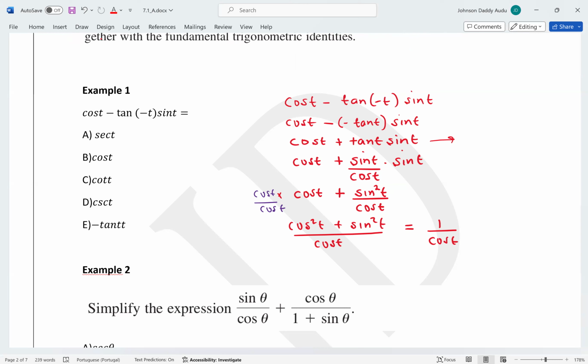So here it's the Pythagorean identity, cosine squared t plus sine squared t. Then from here, we can use the reciprocal identity, which is simply sec t. And the answer, it's A.